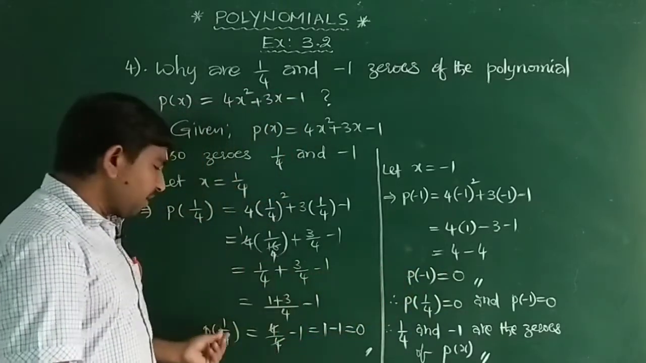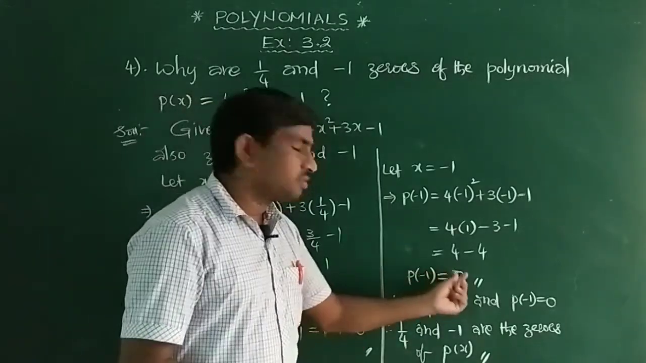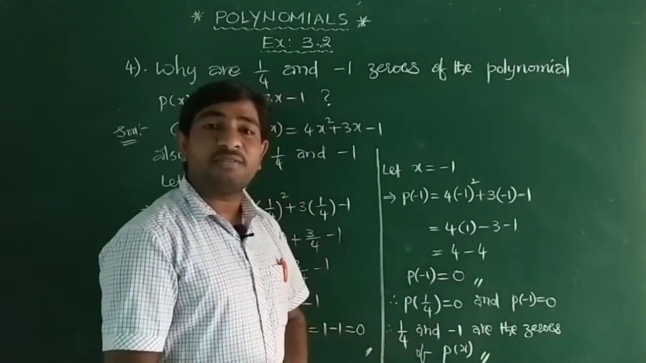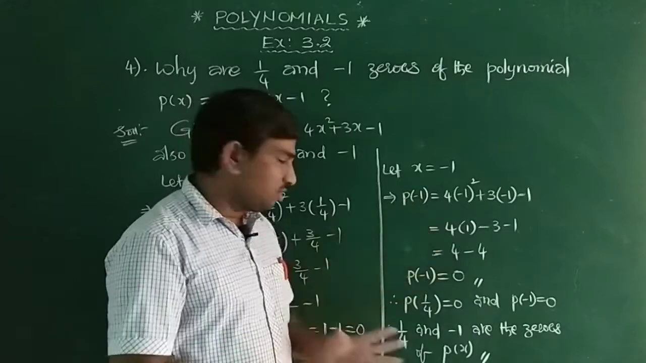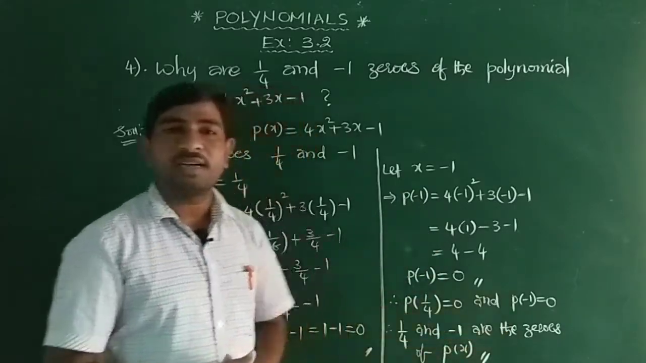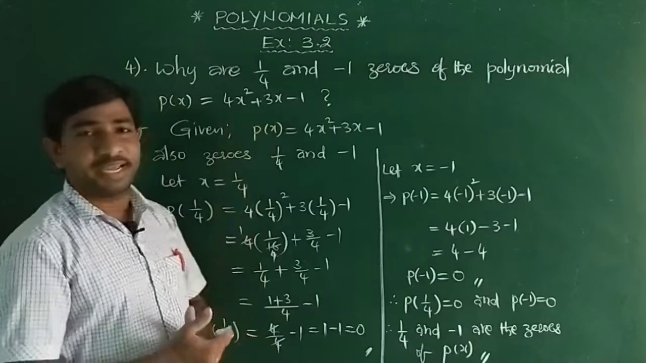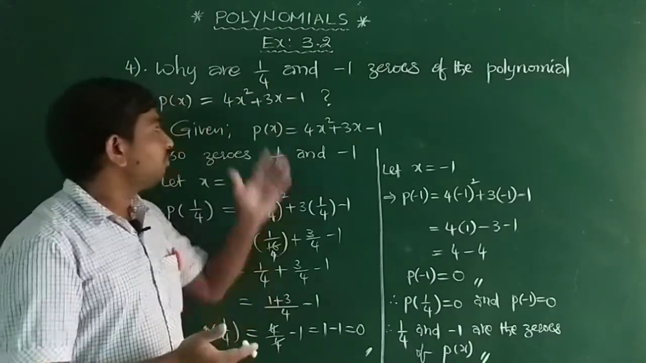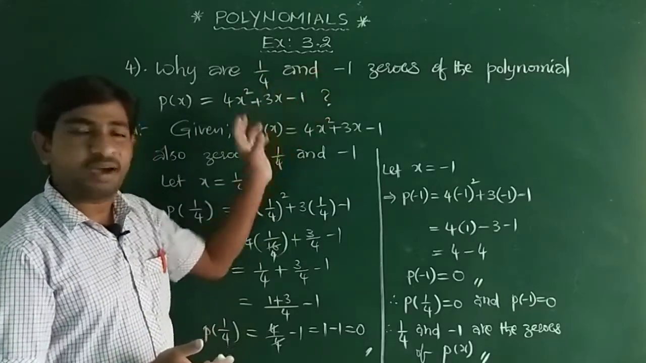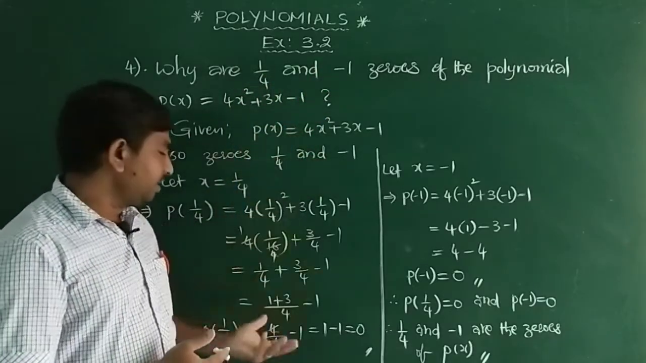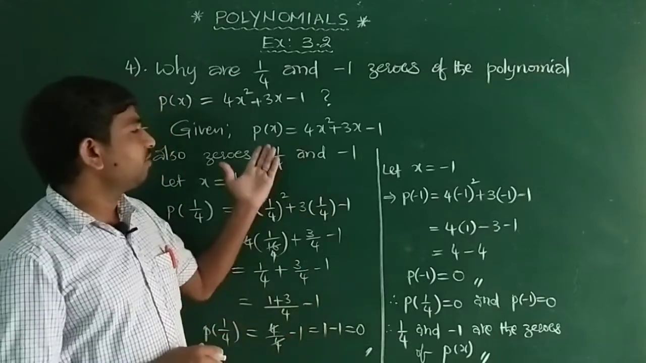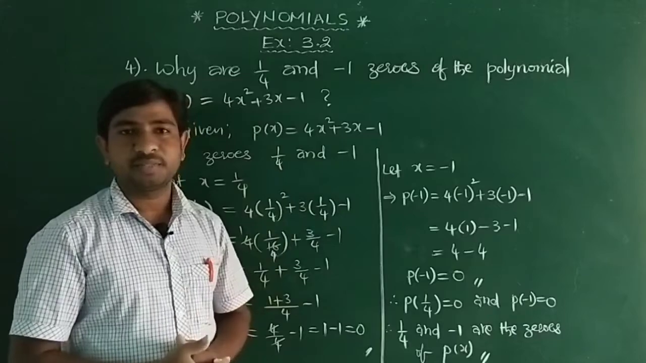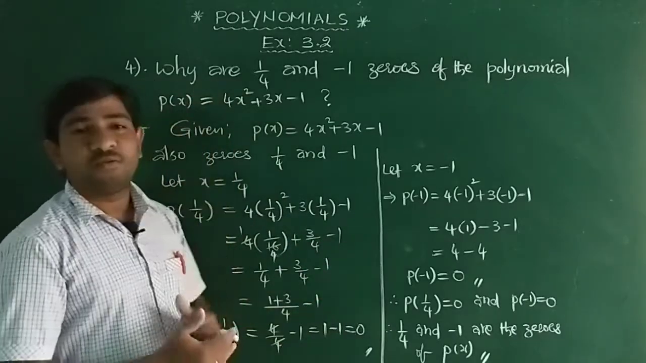So p(1/4) = 0 and p(-1) = 0. So finally we are getting the zeros. Therefore 1/4 and -1 are the zeros of the polynomial p(x). Why? Because by substituting 1/4 and -1 at the x place in p(x), we are getting finally zero. That's why the given 1/4 and -1 are the zeros of the given polynomial. So this is the solution for the fourth problem.